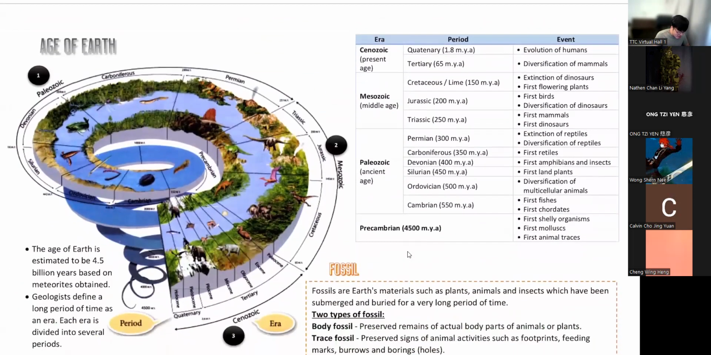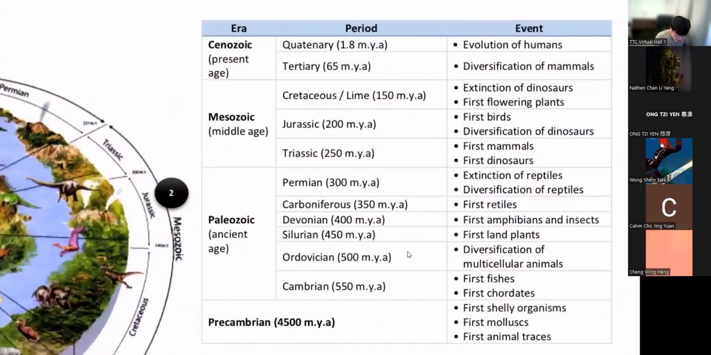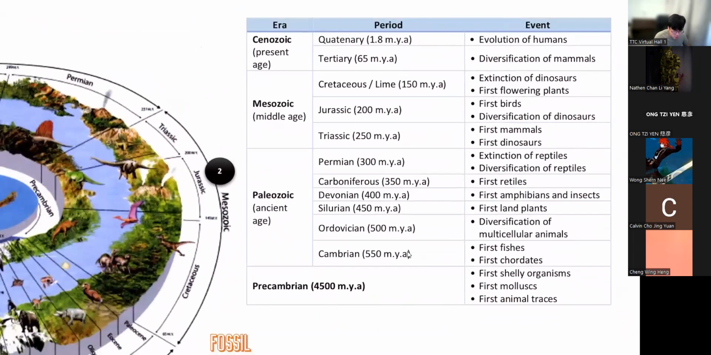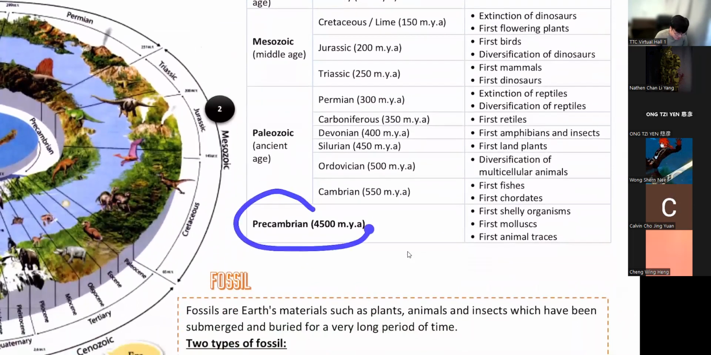Anyway, age of the Earth, guys. As you can see here, our Earth is quite old, at least for us. Anyway, we start from the first era, which we call Precambrian, 4,500 million years ago. MYA is in millions. It's so big that you cannot even comprehend it. Precambrian is where things are still very small.